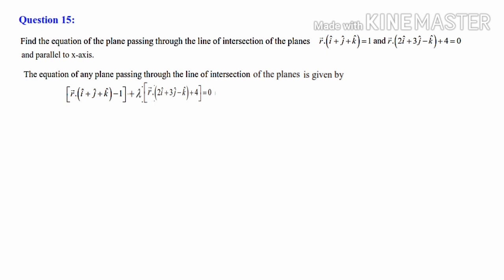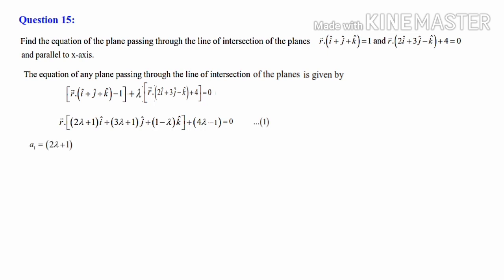There is vector r we have to take outside and group the components of i cap, j cap and k cap. That is vector r if you take outside, and here there is 1 i cap and here is 2 lambda i cap. So 1 plus 2 lambda into i cap. Here there is 1 j cap and here it is 3 lambda. So 3 lambda plus 1 into j cap. Here k cap is 1, then here it is minus lambda k cap. So 1 minus lambda into k cap. Here constant is minus 1. Here there is 4 lambda. So 4 lambda minus 1 is equal to 0. Label it as equation number 1.